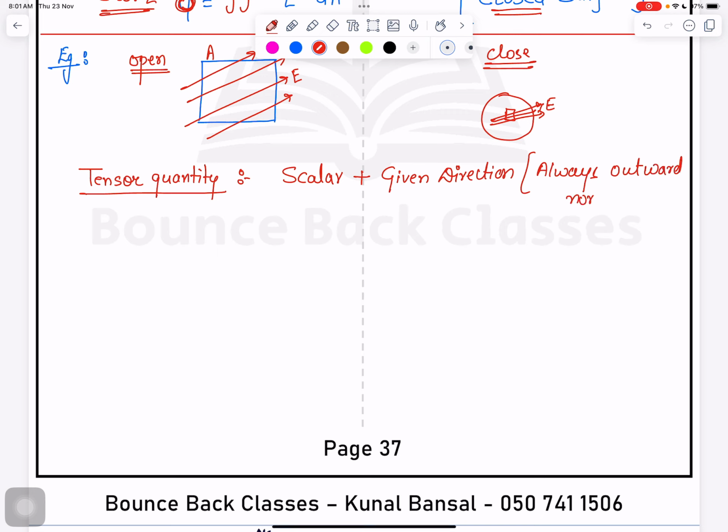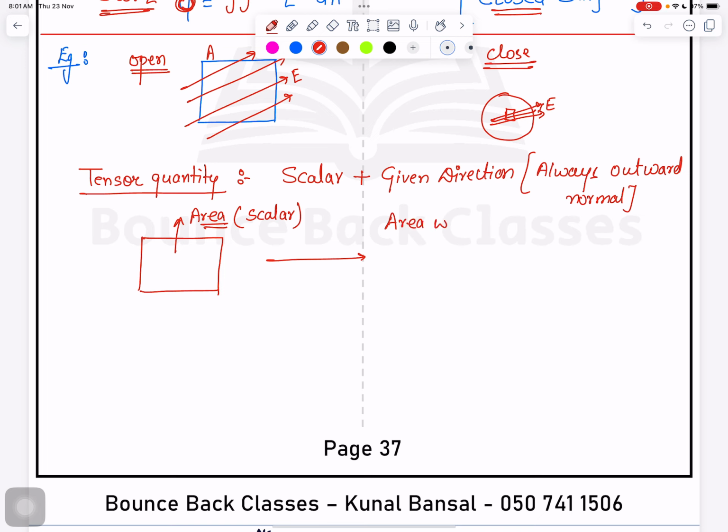I will show you how to solve this part. Let's say this is an area. Do you know any direction for area? Generally it's a scalar quantity, yes or no? Scalar quantity. But now we are providing this area with a direction. So area with direction, and I told you, the outward normal.